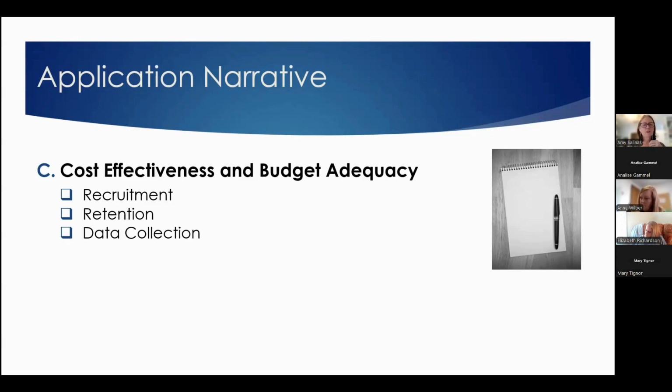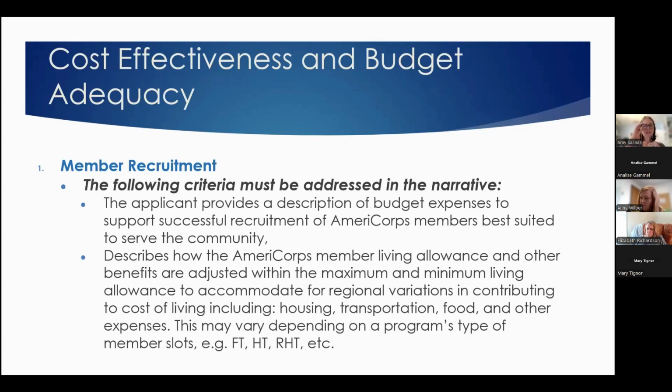Okay. So first, with the recruitment, they want to know what expenses you're going to put in your budget to ensure you have successful recruitment of your AmeriCorps members, because you all recruit them, that are best suited to serve the community. That could be staff time. It could be memberships and things. It could be registration fees for college event tabling. It could be marketing materials, website redesign. It could be a whole bunch of different things.